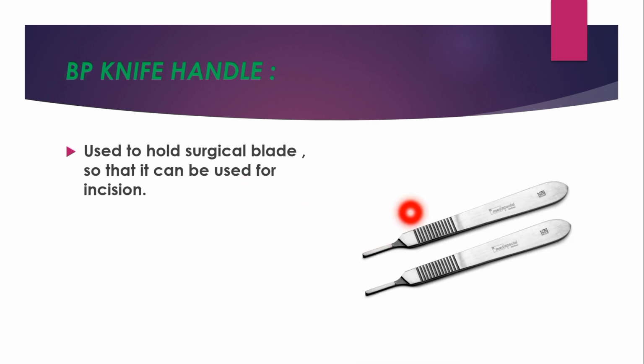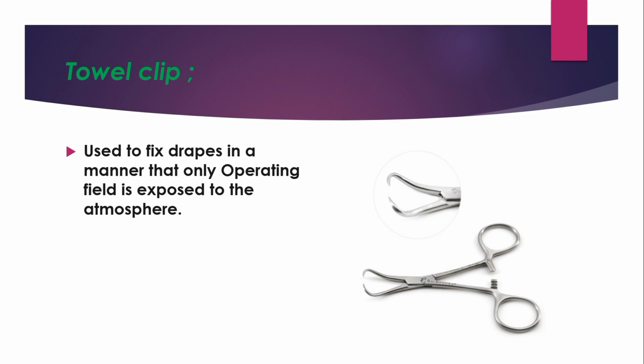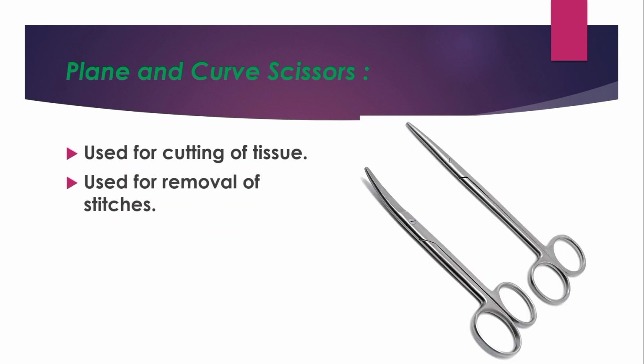And this is the BP knife handle, and it is used to hold the surgical blade so that it can be used for the incision. This one is a towel clip, and it is used to fix the drapes in a manner that only the operating field is exposed to the atmosphere.